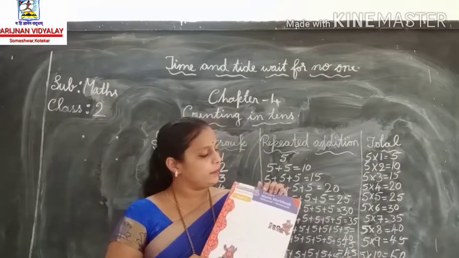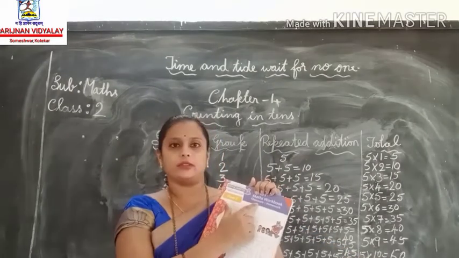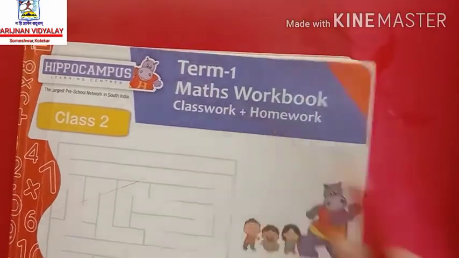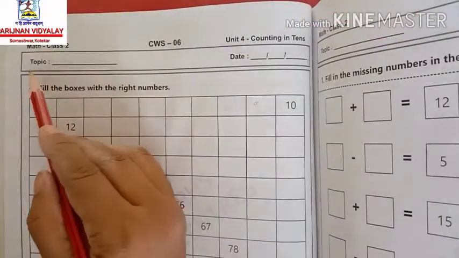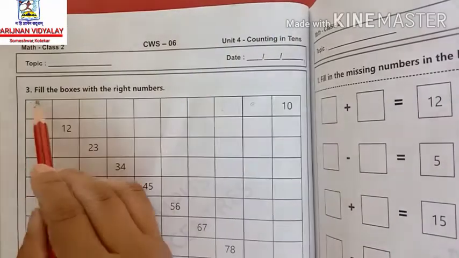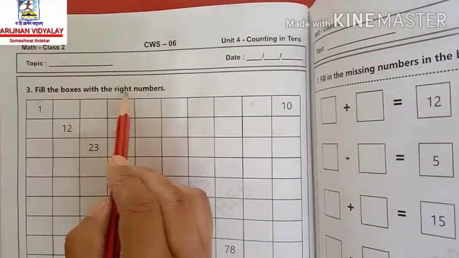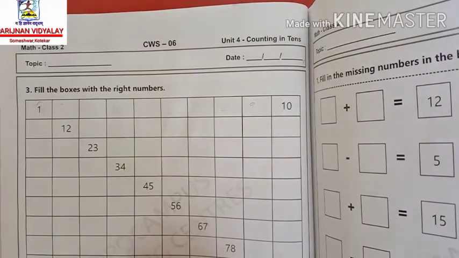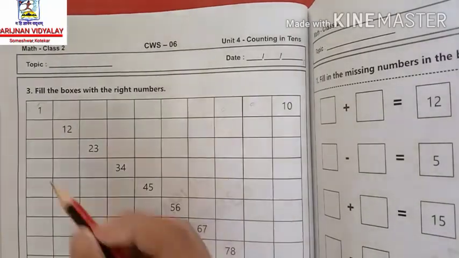Students, take out your maths classwork book. Topic: counting in tens. Write today's date. Fill in the boxes with the right numbers. Here there are clues. Using those clues, kindly complete these boxes.